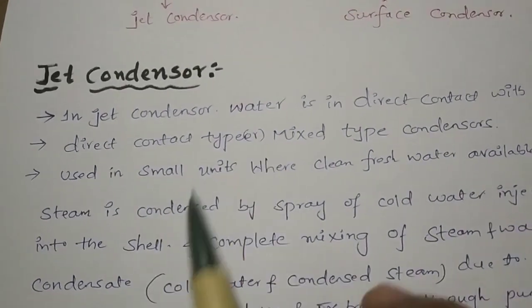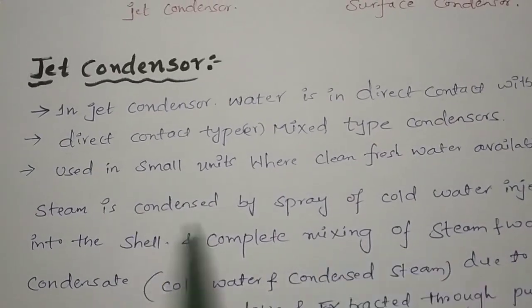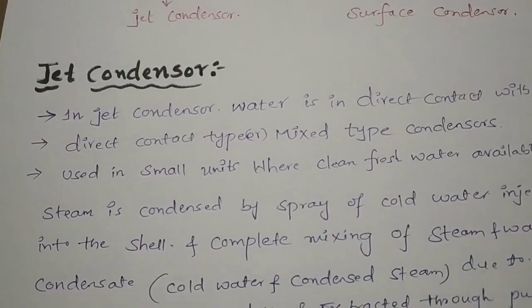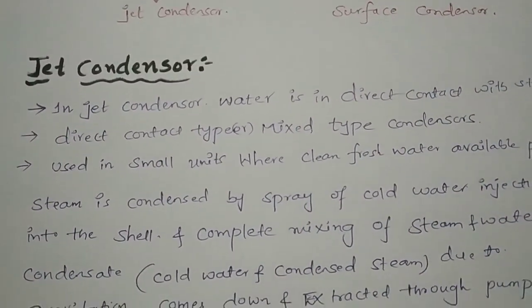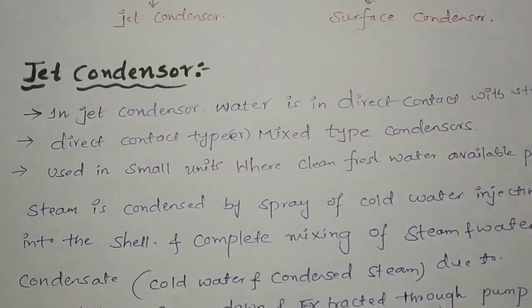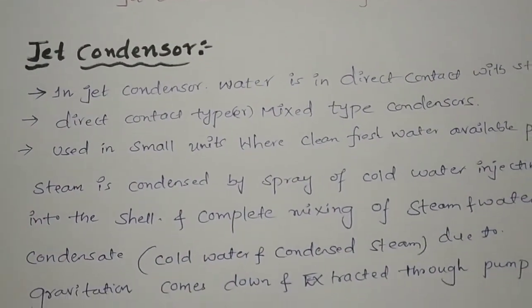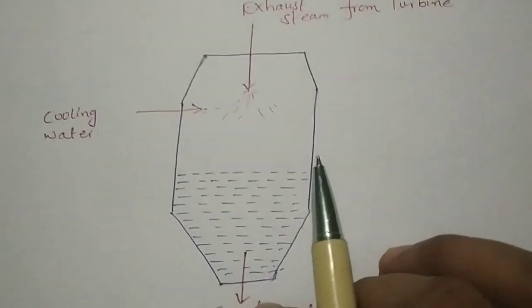And where do we use this jet condenser? This jet condenser is used in small units or small plants where clean fresh water is available in plentiful amounts, that means clean fresh water is available nearby. There we use the jet condenser. What happens in the jet condenser, I will explain with the help of the diagram.